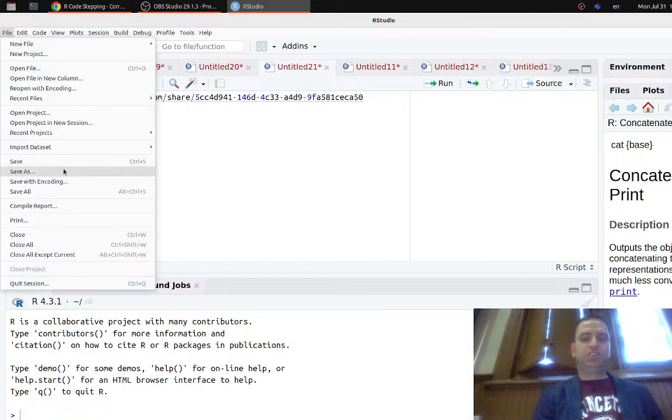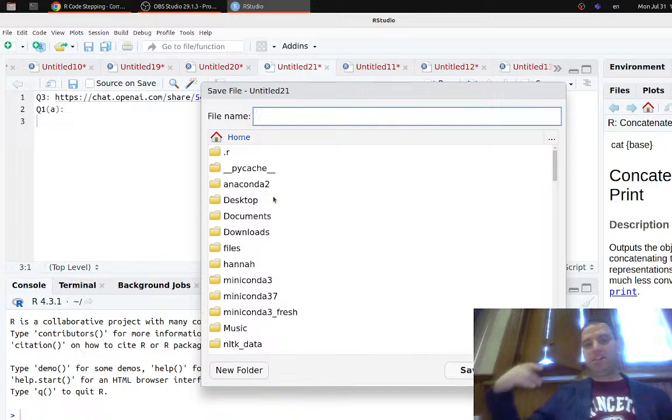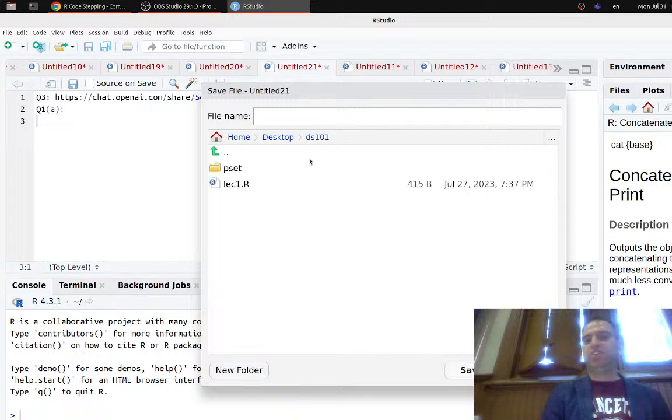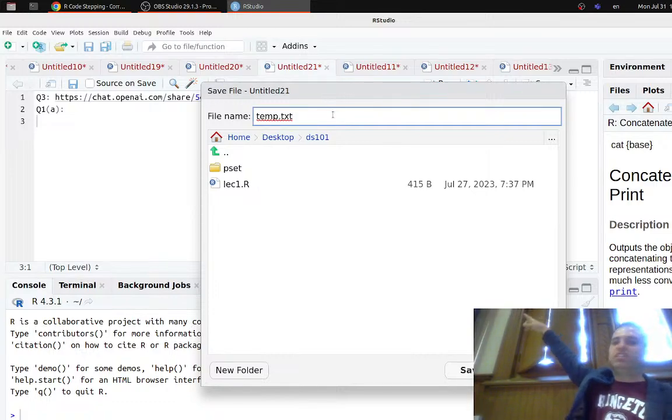So here I'll say save as. That might look different on different computers. The simplest thing is to just save whatever you want to save somewhere. For example, here I'm saving it on my desktop in the folder DS101, but you can save it wherever. And here I'll name it whatever I want. So let's say temp.txt. So now temp.txt is going to exist in this pre-existing folder DS101 on my desktop. You can put it wherever you want.